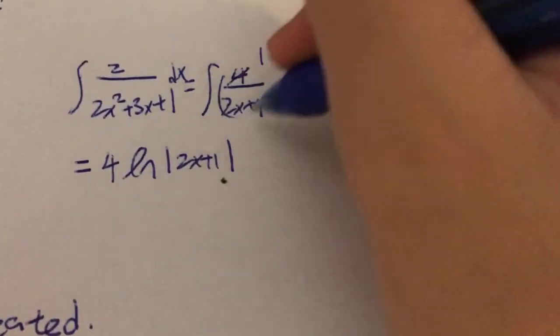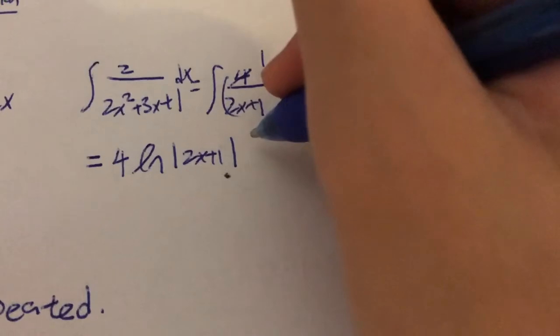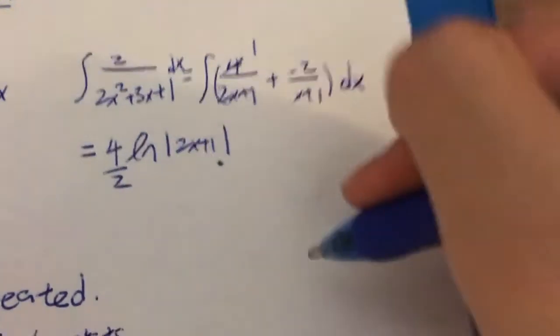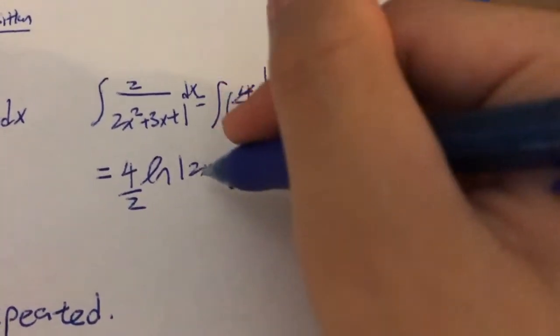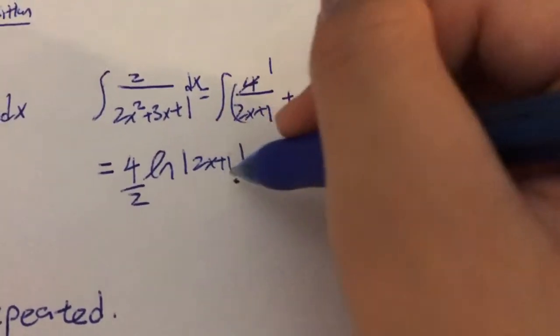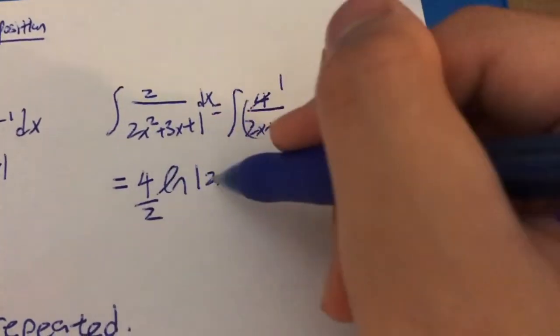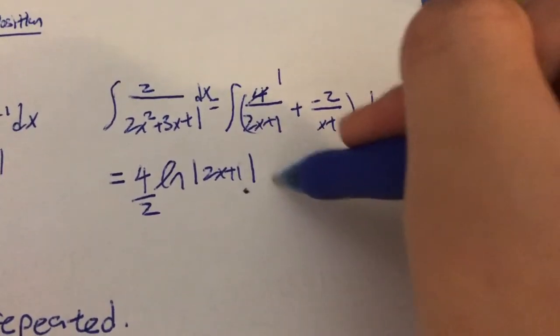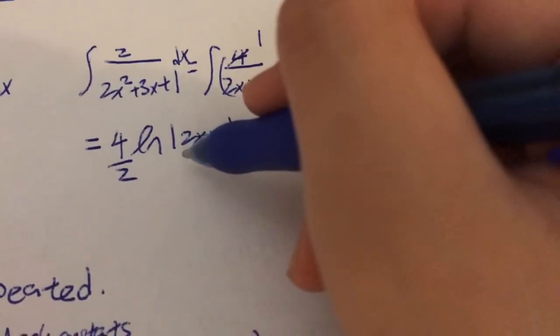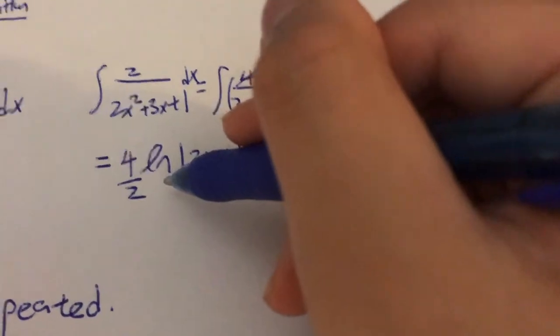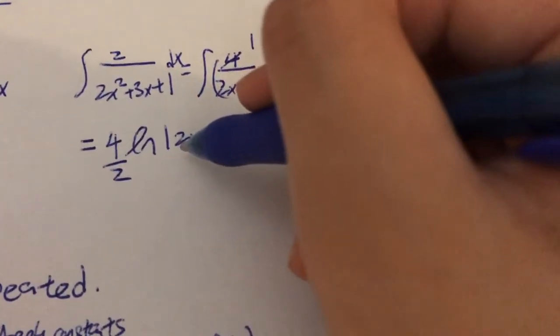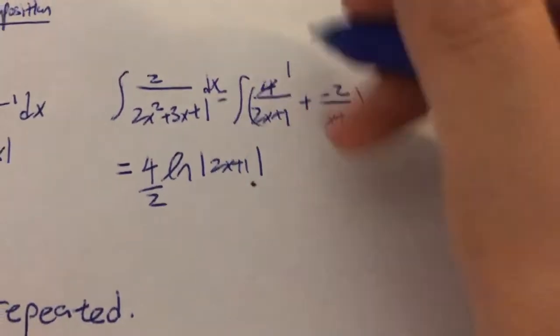Now I have to be careful because this is 2x plus 1, there is a chain rule involved here. So because there is a chain rule involved, we actually divide by 2. Okay? Because if we take the derivative of this thing, you actually multiply by 2. So when we take the integral, it's the backwards form of it. If we multiply by the derivative, you divide for integration.